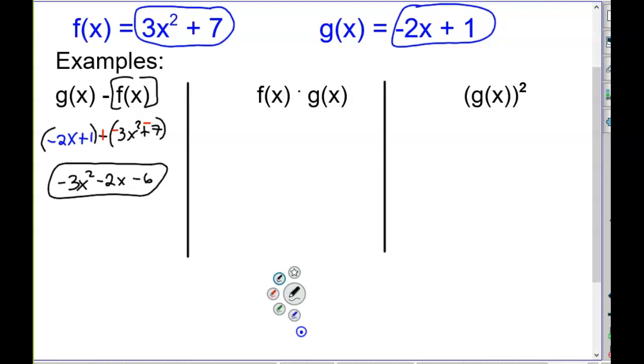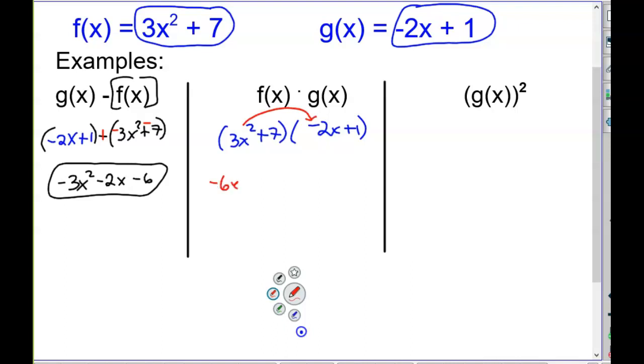And then it says, the next one is do f times g. Well, that's multiplication. So we could write that as 3x squared plus 7 times negative 2x plus 1. Now you can do the arrows here, or you can do the box. Whatever works best for you. Since I set it up this way, I might do the arrows.